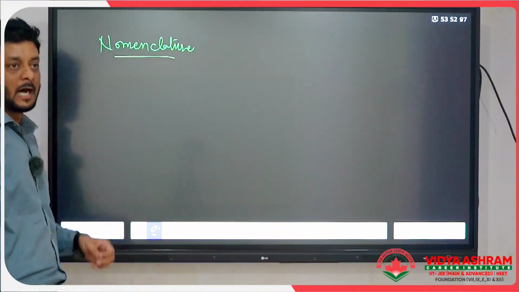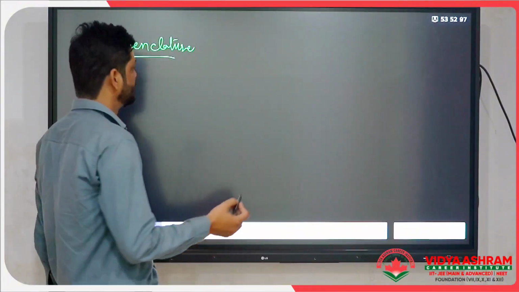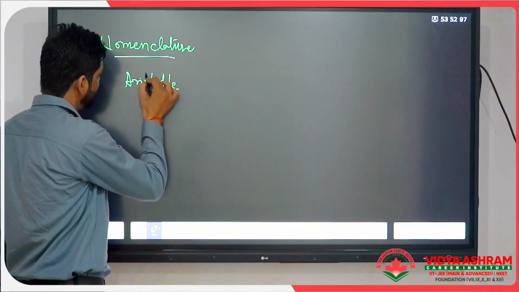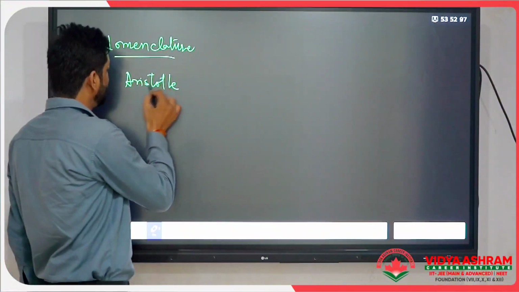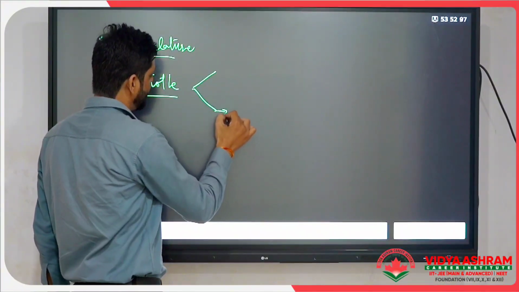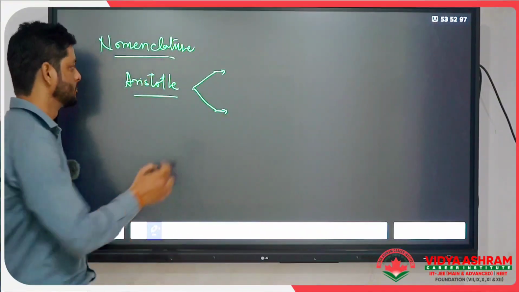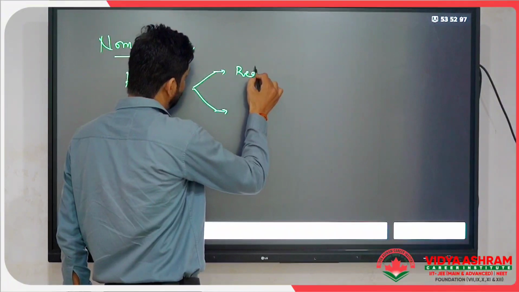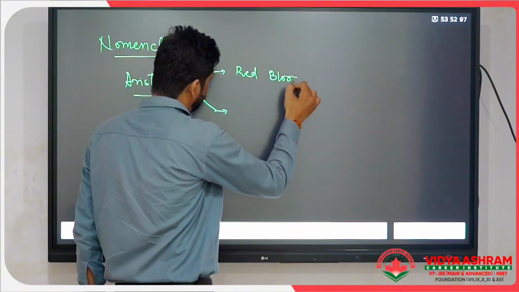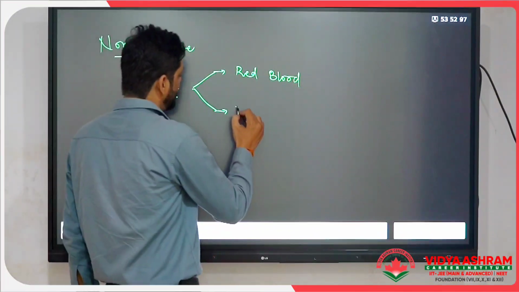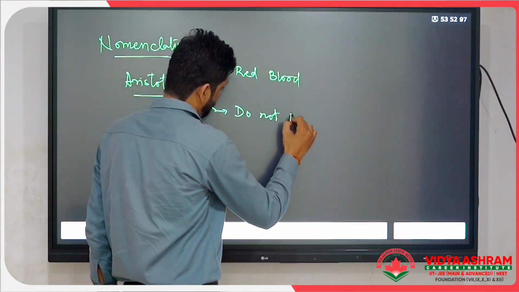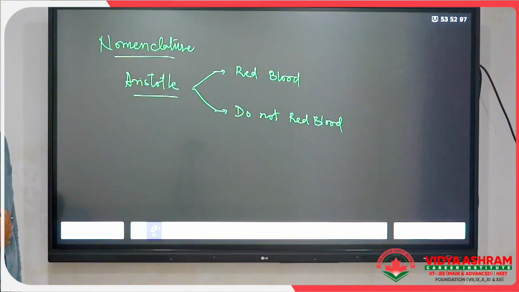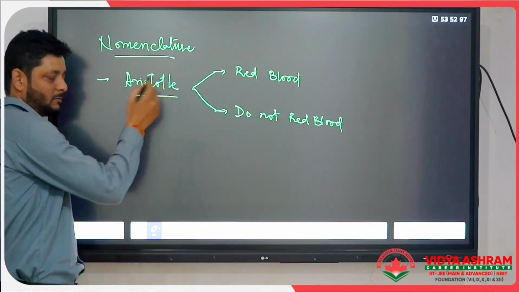Earlier there was a biologist called Aristotle, yes, the father of biology. Aristotle divided the animals into two groups: the organisms with red blood and the organisms which do not have red blood. Aristotle first of all divided them this way.